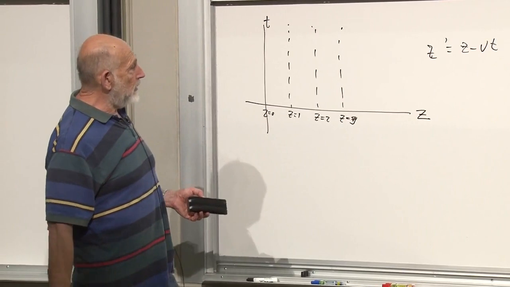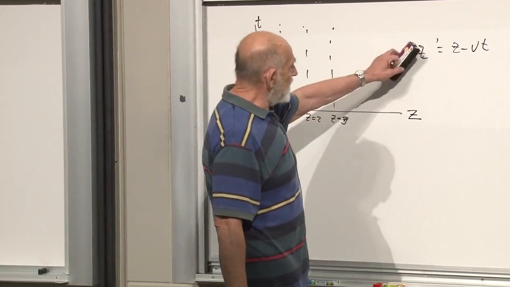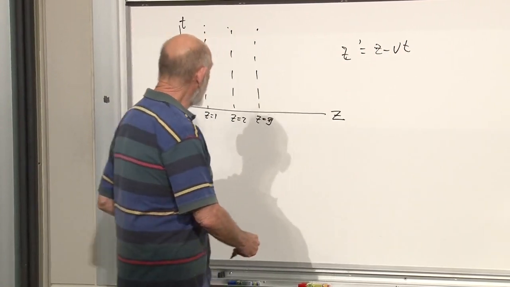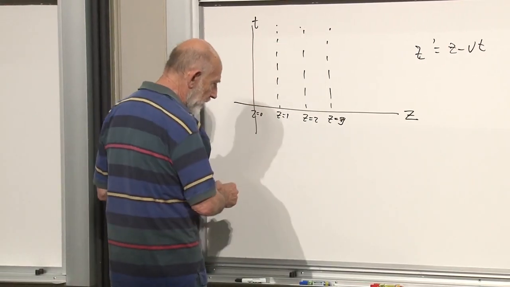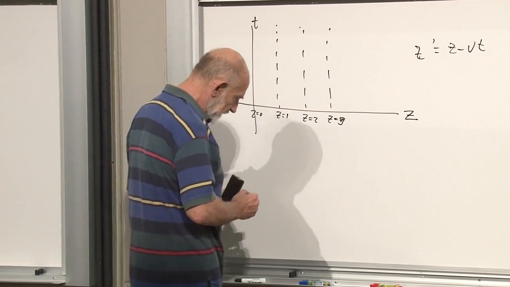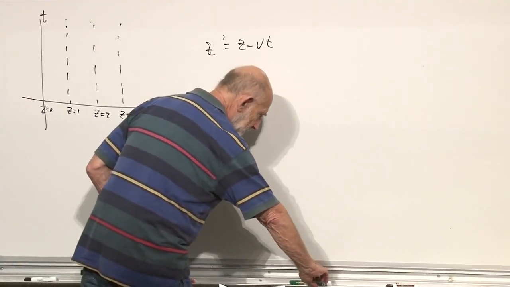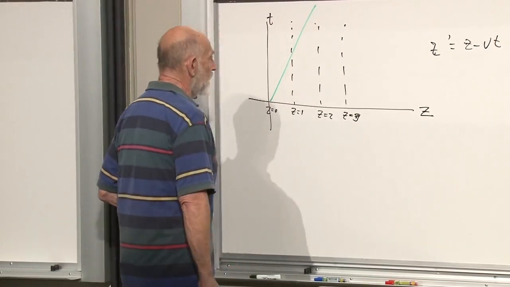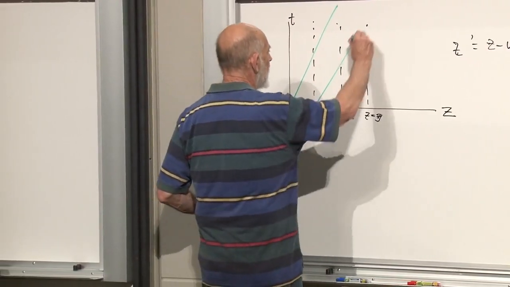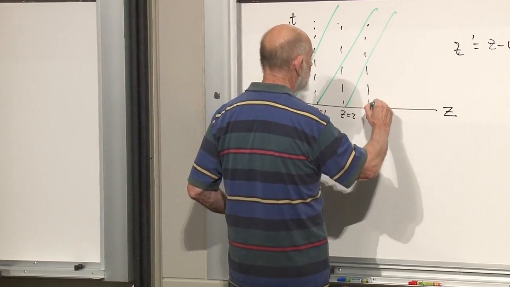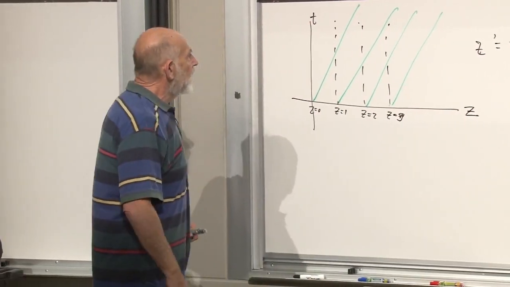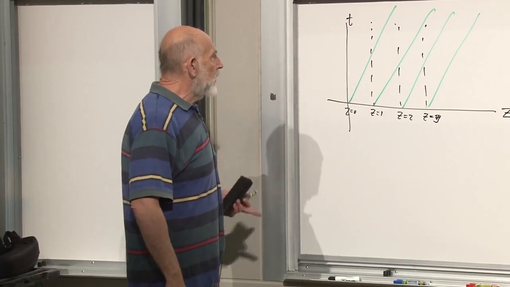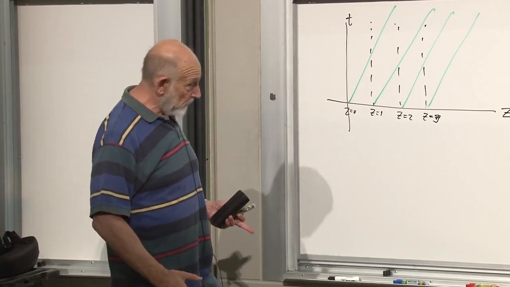Now let's put in z prime equals 0. Z prime equals 0 is the same as z equals Vt. Z equals Vt is a trajectory that moves upward to the right and looks like this. How about z prime equals 1? Z prime equals 1 looks like this. Z prime equals 2 looks like that. Z prime equals 3 looks like this. And this is the nature of the coordinate transformation that relates the primed and the unprimed reference frame.